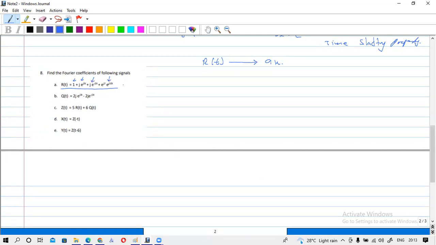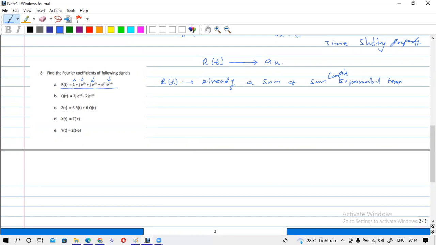If you look at the signal, you can see that it is already a sum of complex exponential terms. So we don't need to find the Fourier series of this x(t), because it is already given.